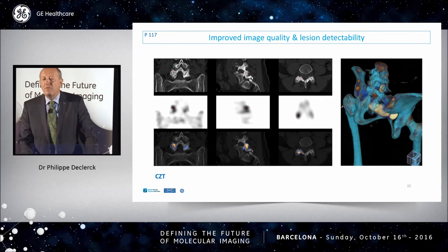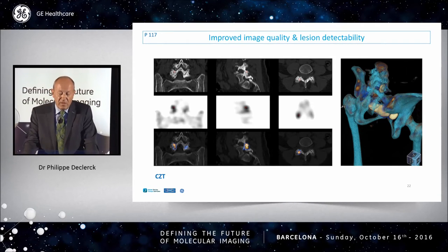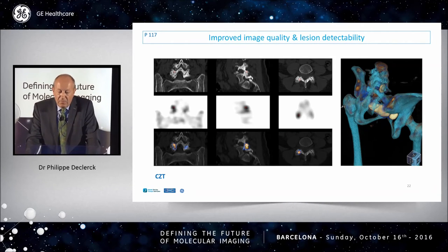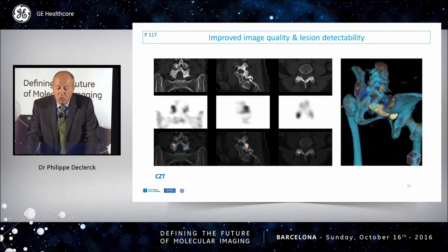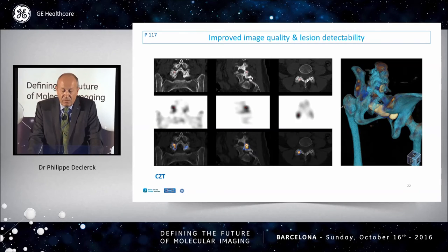It's really important to have better resolution because you can pinpoint really small lesions like you see here on this image. But you can see that the active focus is not the facet joint, this is bone disease and not the joint that is affected.